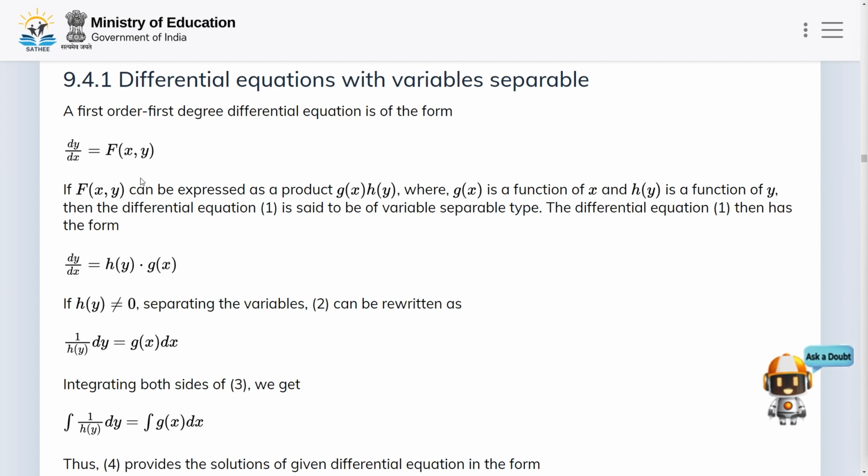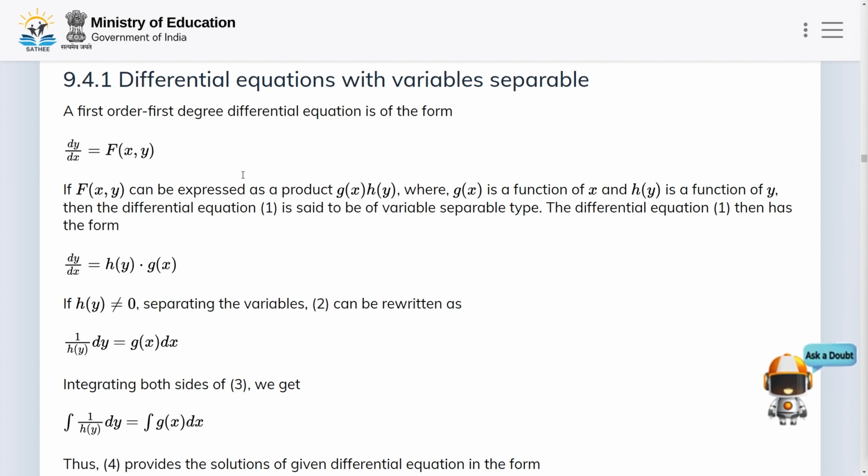And if this expression is also of a special kind, what kind? That it can be expressed as a product of two other functions, g(x) and h(y), where g(x) is a function in terms of x and h(y) is a function in terms of y. Then you can easily solve your differential equation by just using integration.